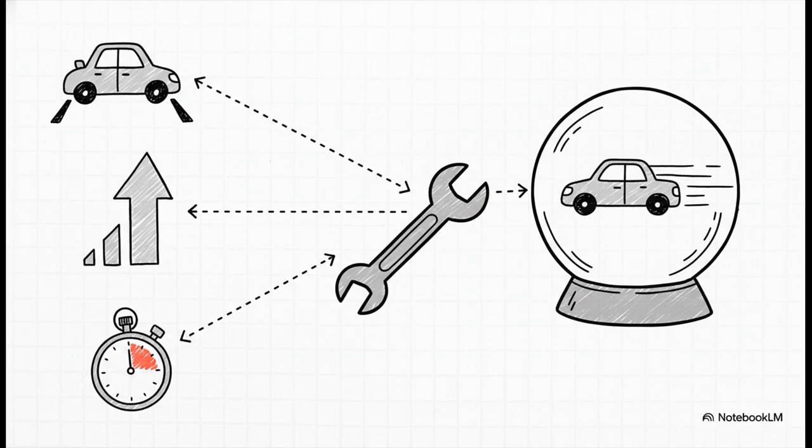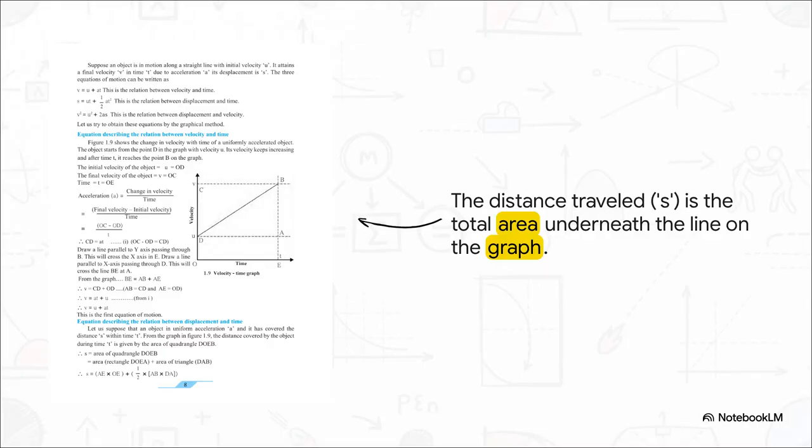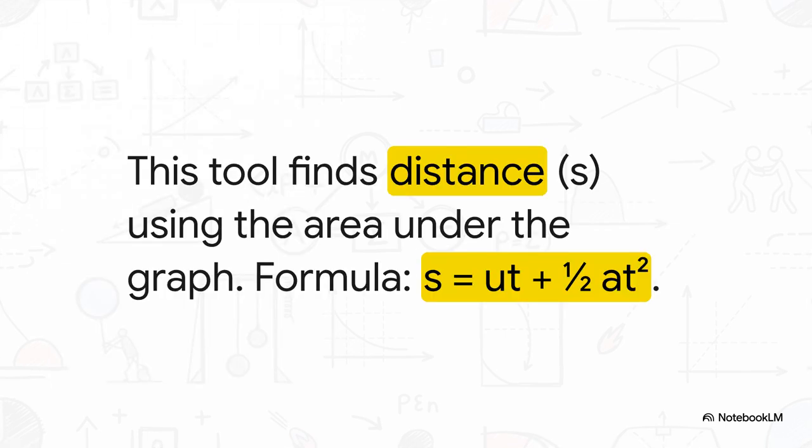Pretty cool, right? But what about how far the object has gone? The distance. Well, this is where the graph is just brilliant. The distance it's traveled, which we call s, is literally hidden in plain sight. It's the total area underneath that straight line. So how do we find that area? Easy. We just split it into two simple shapes we already know, a rectangle on the bottom and a triangle on top. The rectangle's area is just u times t. The triangle's area is 1/2 times a times t squared. You just add those two together, and we've just forged our second amazing tool, the equation for distance.